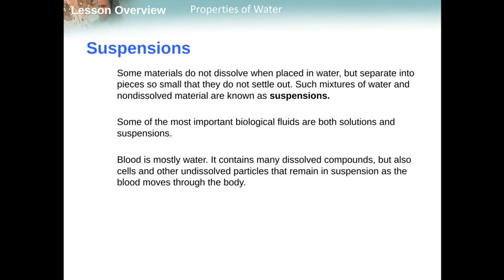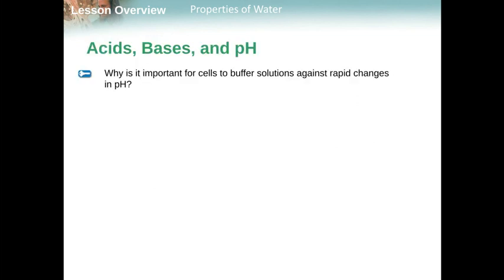It contains many dissolved compounds, but also cells, other undissolved particles, even some waste products from your body that you're trying to get rid of. Okay, we can take the blood and we can run it through what's called a centrifuge and separate it. I'll talk about that later in chapters 7 and 8.